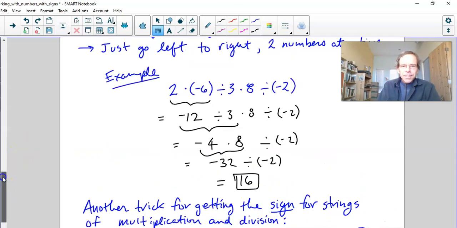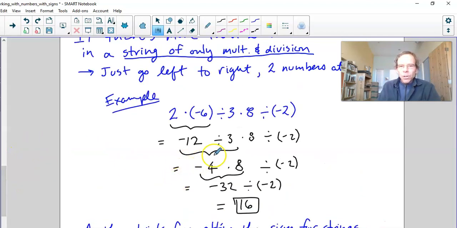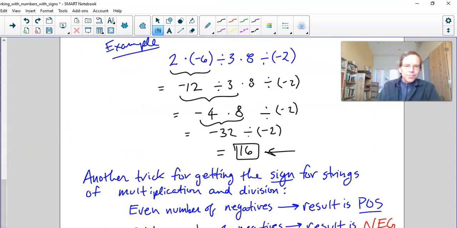What about that previous example there? How many negatives were there? 1, 2. There were 2. That's even. And look, the end result was positive. Okay? Okay, let's move on.